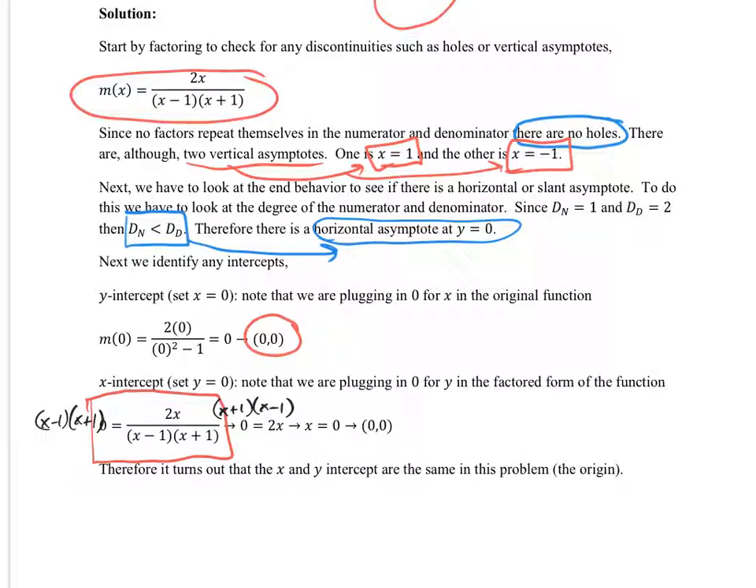These would cancel with these. You'd be left with 2x over here, and then 0 times anything is still 0. So you would end up with 0 equals 2x. Because 0 times anything is 0, and then these would cancel. In the end, solving for x, 0 divided by 2 is still 0. And lo and behold, like we predicted, the x-intercept is also 0, 0, the same as the y-intercept.